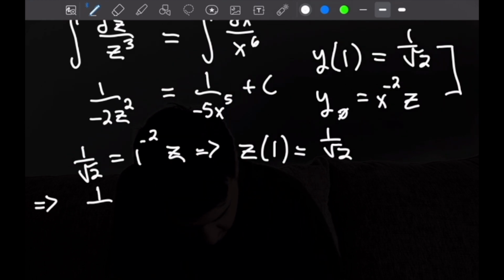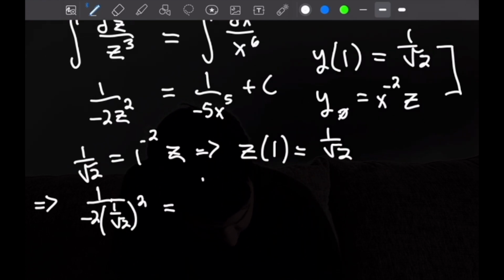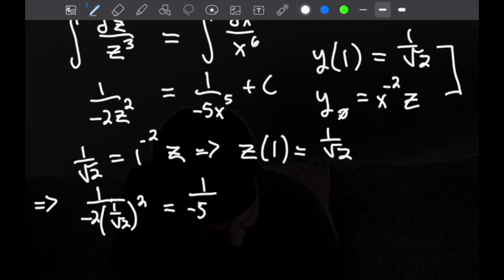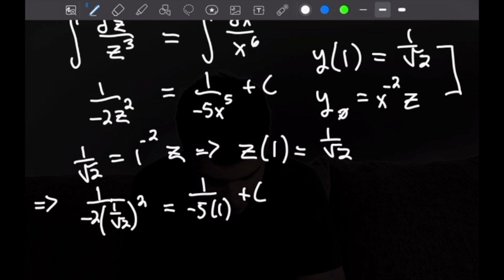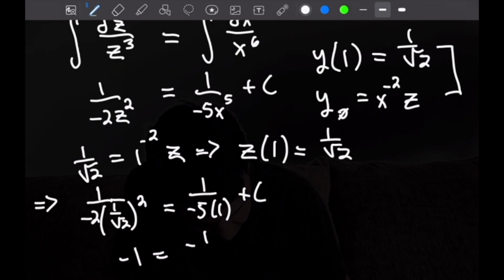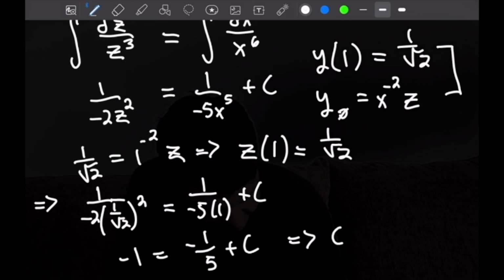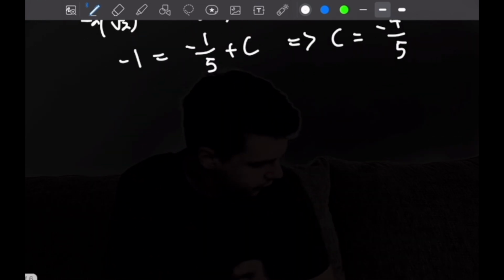We will have that 1 over negative 2 times 1 over the square root of 2 quantity squared is equal to 1 over negative 5 times 1 plus c. But 1 over the square root of 2 squared is just going to be 1/2, and 1/2 times negative 2 is negative 1. So that will give us negative 1 is equal to negative 1/5 plus c. But that means that c is simply equal to negative 4 over 5. So let's go ahead and plug that into our original equation.